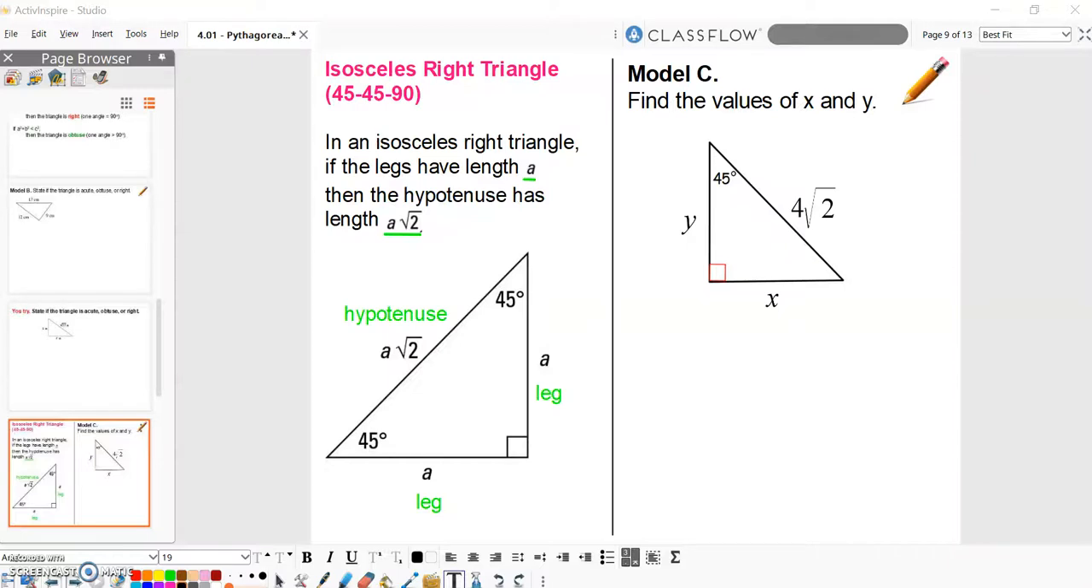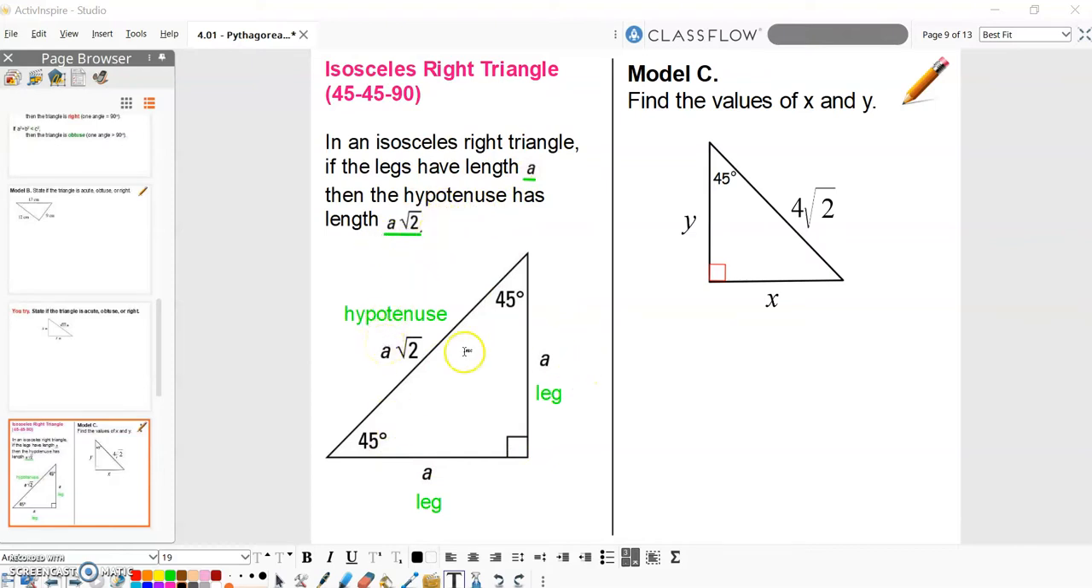Model C. So isosceles right triangle. That means that we have two angles that are 45 degrees and one that's 90. So it's still a right triangle, but the other two equal 45. And then the isosceles right triangle, if the legs have length A, then the hypotenuse is length A times square root 2.